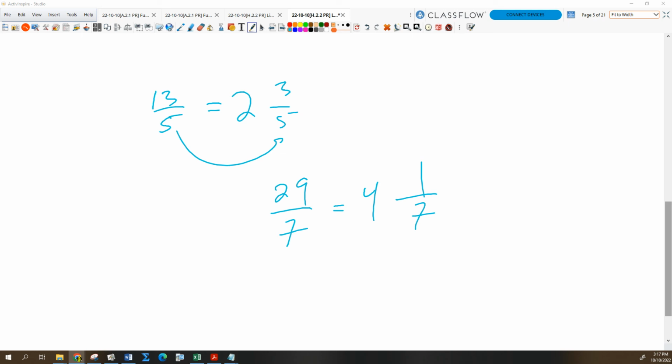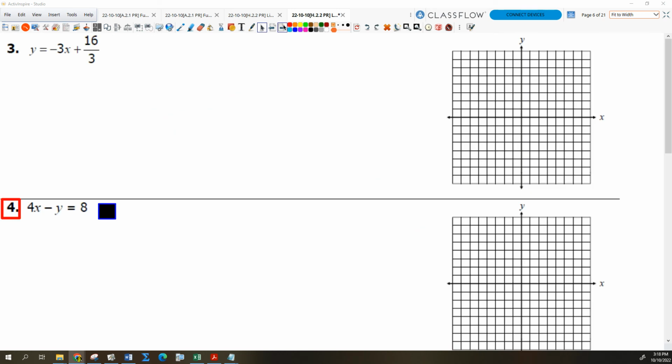So if I were graphing a point that had an X-intercept at 29 sevenths, 0, how do you know where to put the 29 sevenths on the graph? You've got to think of it in terms of a mixed number, so you know it's going to be a little more than 4. That's the only reason. I was thinking of it in terms of both lines for a second.